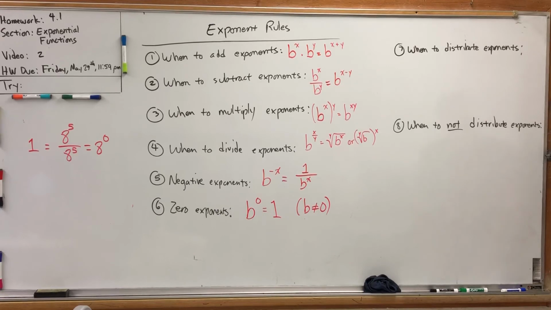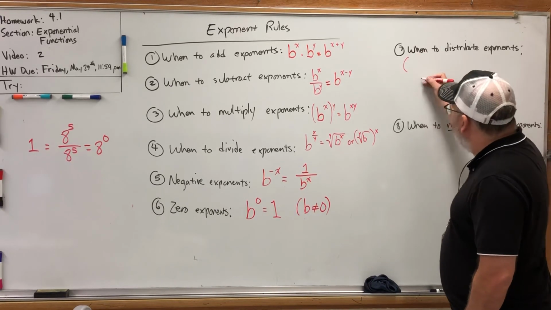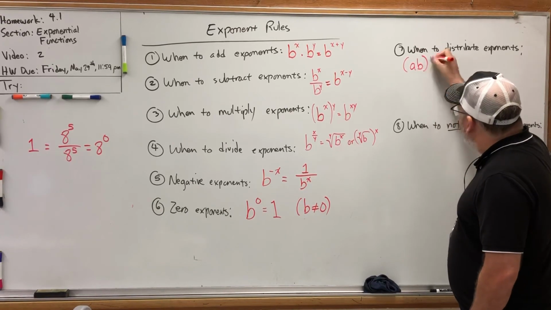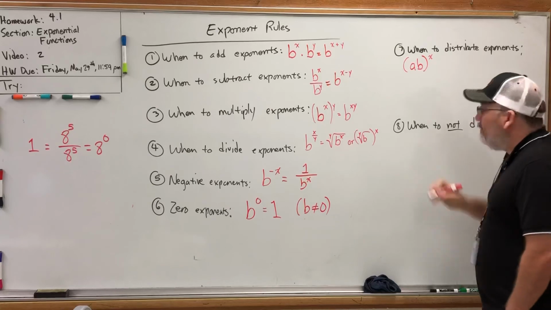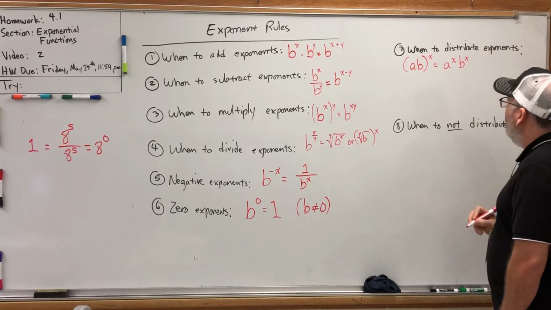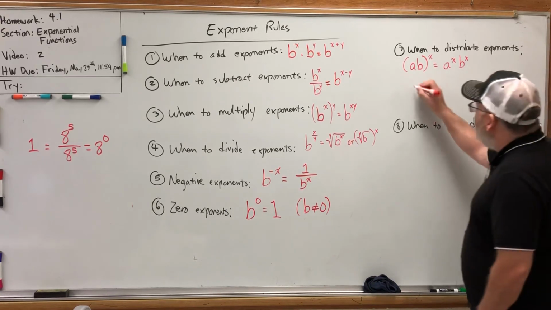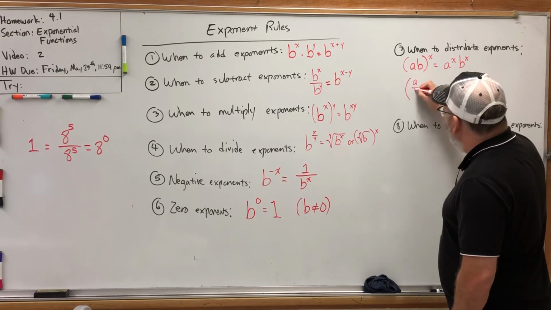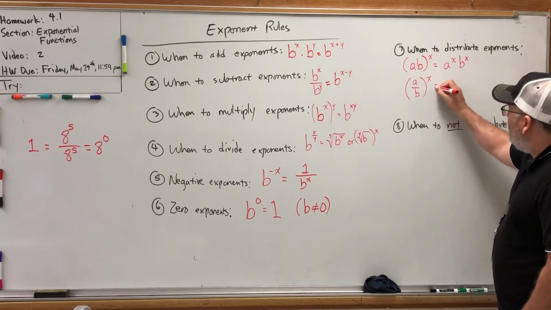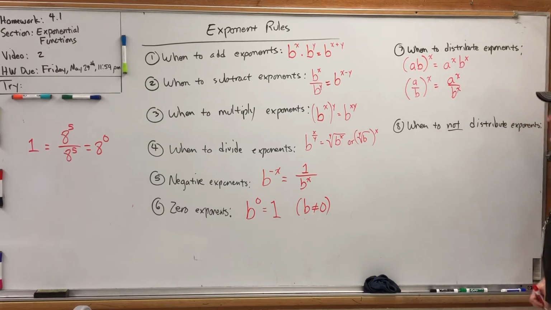When to distribute exponents? There's 2 distributive property rules for exponents. Rule number 1, if you multiply 2 bases, so we'll say a times b, and raise that product to a power, then you can distribute the power to each factor. So you can distribute a power across a multiplication problem, and you can also distribute a power across a division problem. So if you have a fraction with a power on it, you can give the power to each half. So those are when you can.